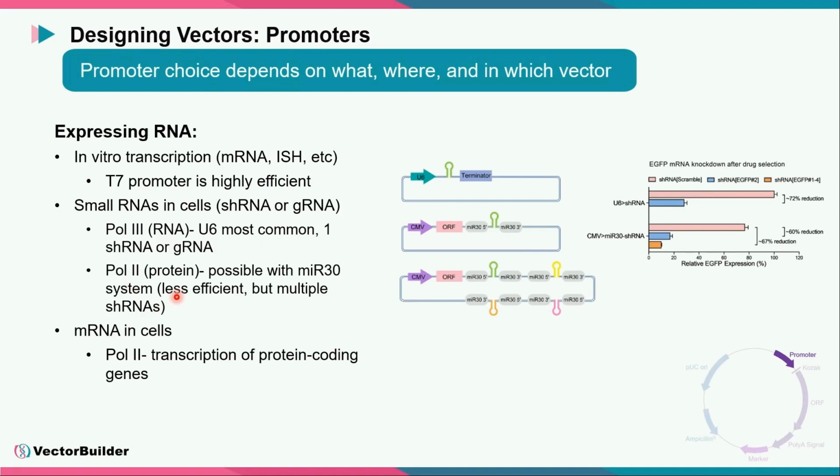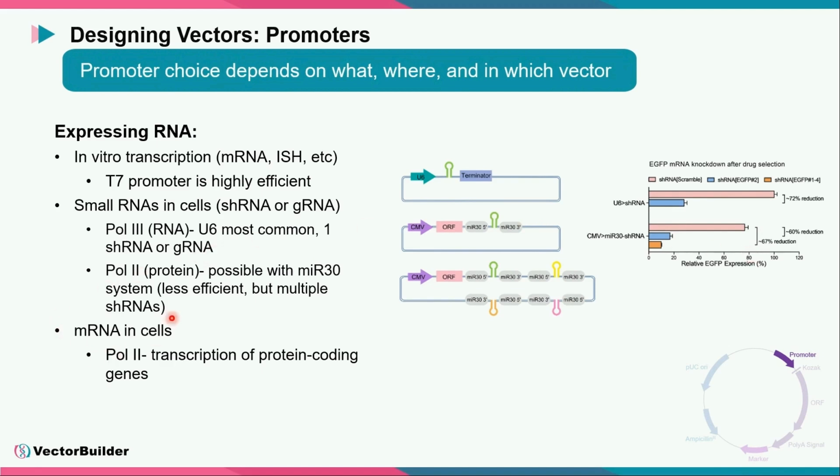Now, alternatively, you do have another shRNA system that uses a different promoter. It uses a Pol2 promoter that's associated with production of mRNA leading to protein, of course. So for this other system called the miR30 system, you can have multiple shRNAs. You can also customize your promoter to be any different type of Pol2 promoter. The big downside is that you do have reduced efficiency of that knockdown.